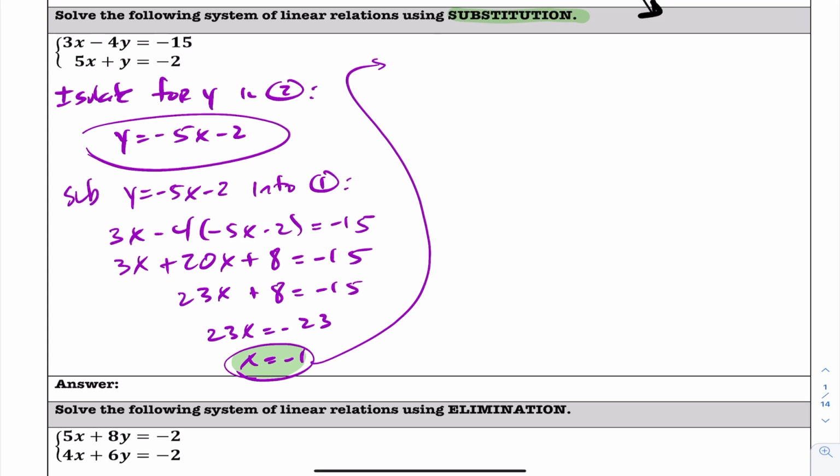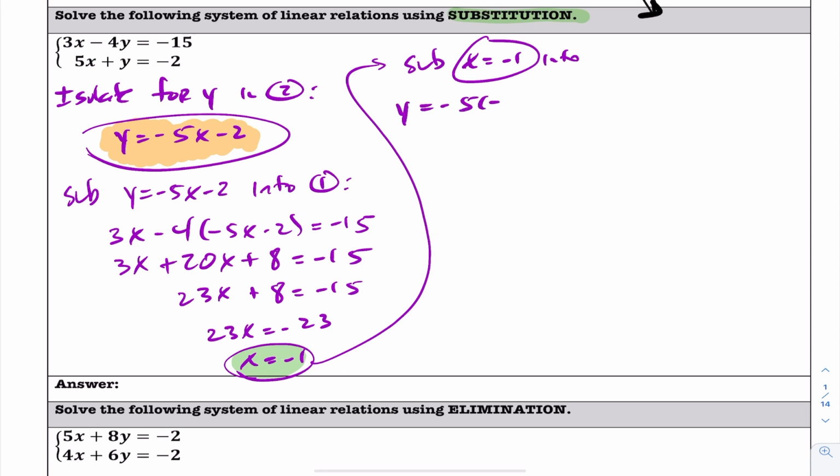I can go ahead and sub that into either equation. I'm going to sub negative 1 into, the easiest equation to use, to be honest, would be this one right here. Y equals negative 5x minus 2. You've already isolated for it. I might as well go ahead and sub that in, in which case I get y equals negative 5 times negative 1 minus 2, y equals 5 minus 2, y equals 3. So now the point of intersection is negative 1 and 3.